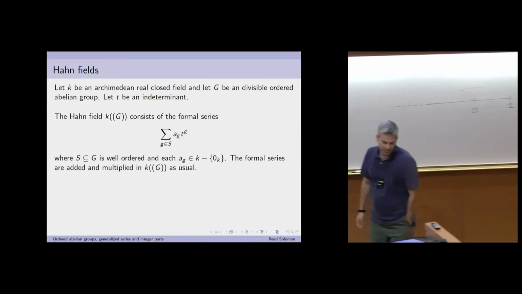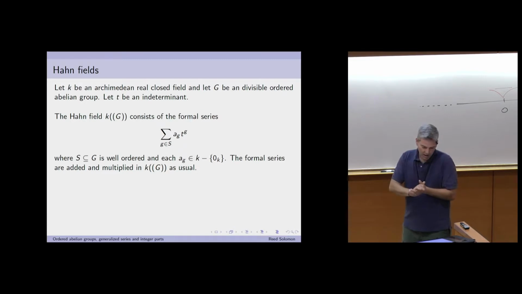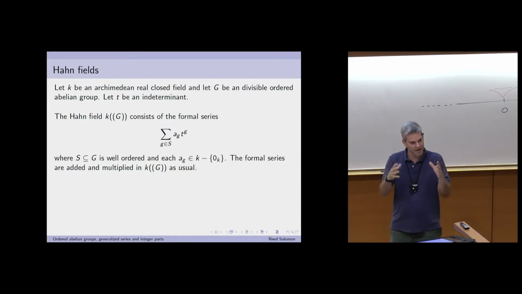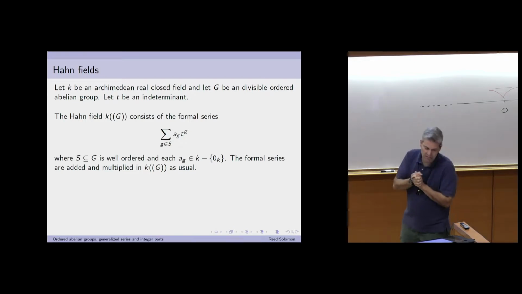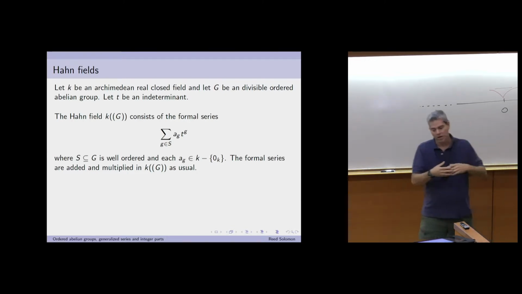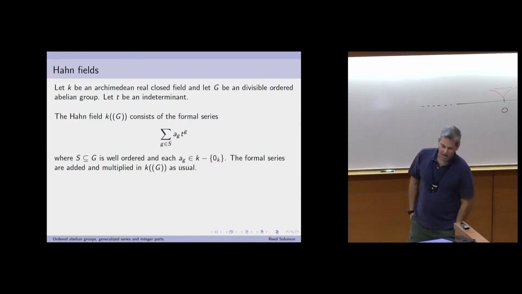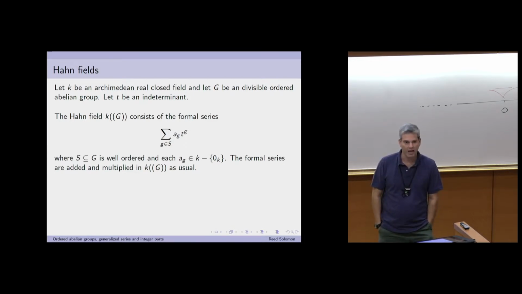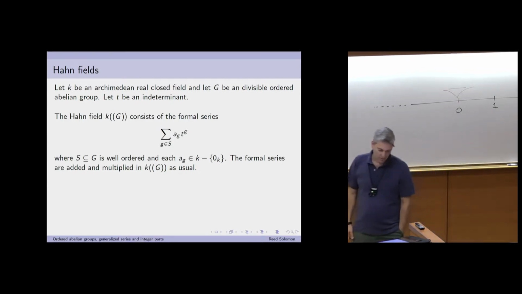Okay, so let me see. All right, so now let me say something about Hahn fields. So Julia talked about these on Monday, and right. So here I'm going to do it in a slightly more restricted setting, just in the setting that comes up here for what I want to do. So I want to start with, let K be an Archimedean real closed field. So you could do this construction with any field. In particular, Julia was looking at it with real closed fields or algebraically closed fields. So here I want to start, though, with an Archimedean real closed field K and a divisible ordered abelian group G, and just let T be an indeterminate to write my general series in.